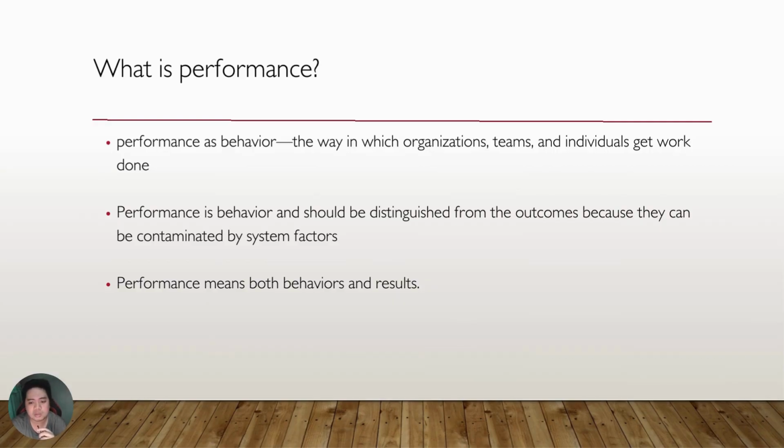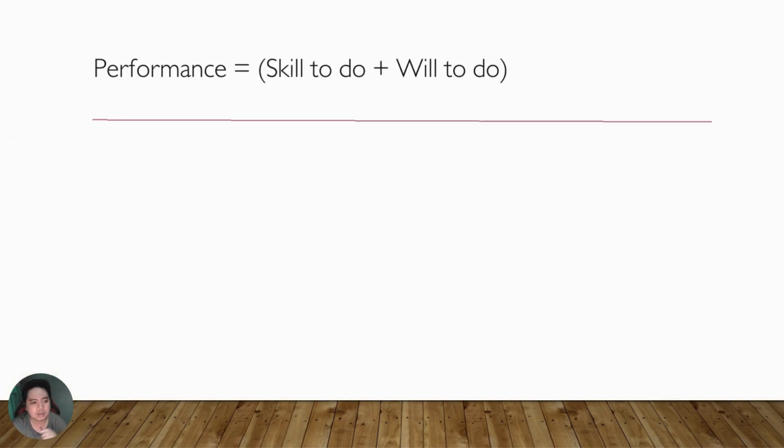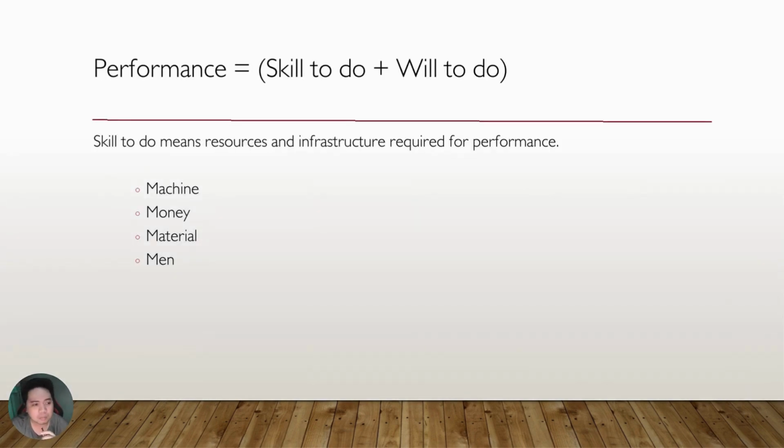So what is the formula? How do we get that performance? It is stated that performance is the skill to do plus the will to do. The will to do is oneself, the willingness of the person, while skill to do means the resources and infrastructure required for performance, and these are the 4M: machine, money, material, and men.